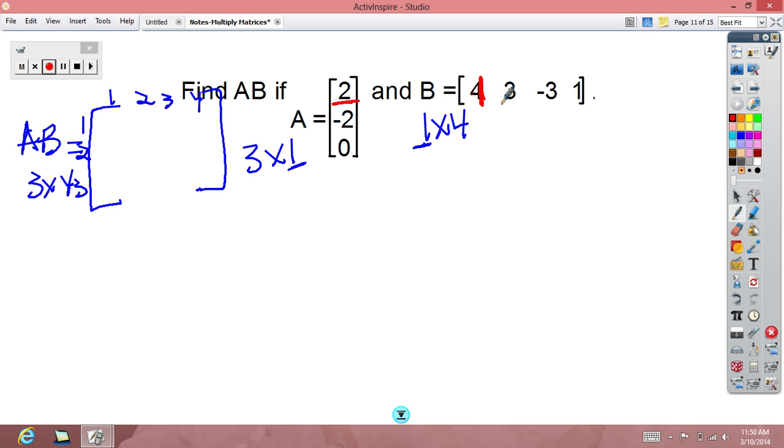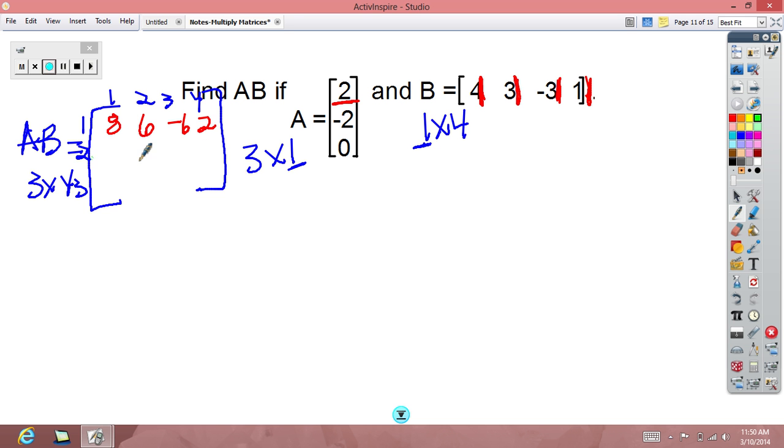by first column, and so since there's only one element here, I'm not going to add anything together. I just have 2 times 4, which is 8. First row, second column, 2 times 3, which is 6. First row, third column, 2 times -3, which is -6. And notice I'm moving to the right just as I'm moving to the right in this matrix. And then first row, fourth column is 2 times 1, which is 2. Okay? So use a different color.